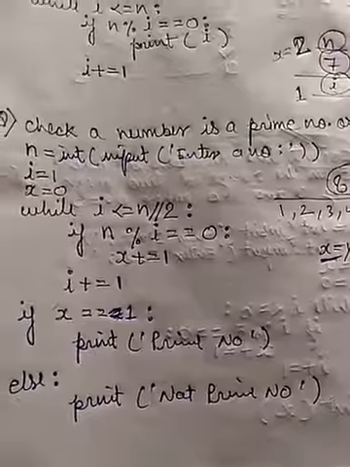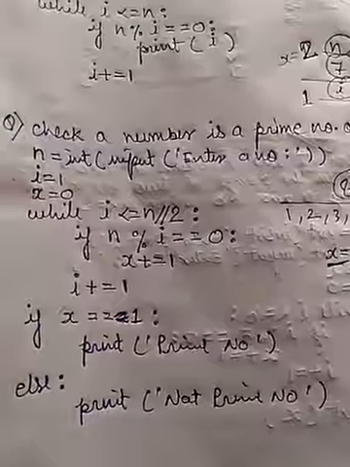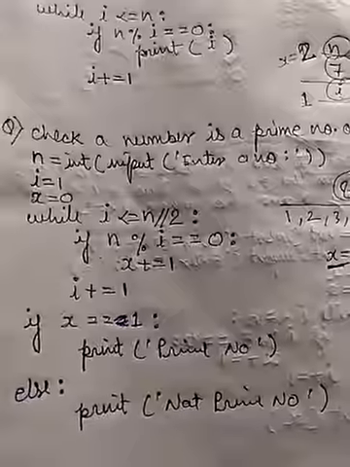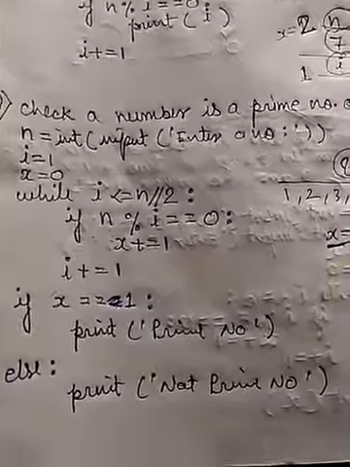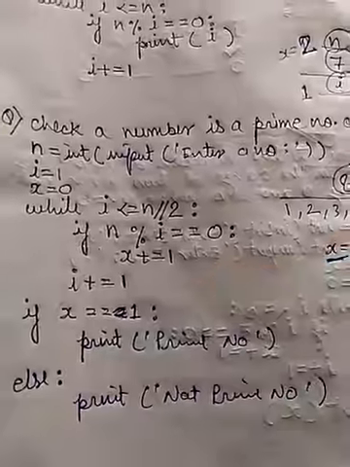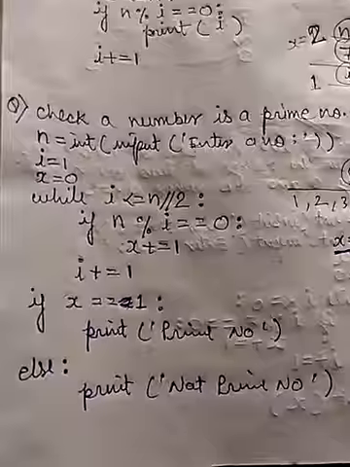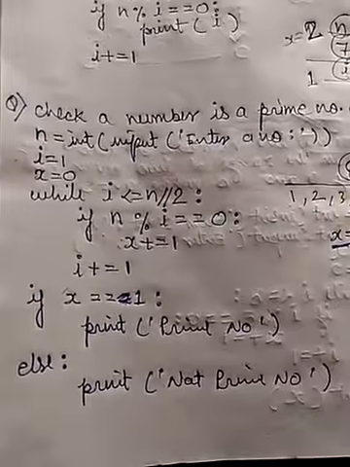So the prime numbers are those numbers which are divisible by 1, because any number can be divided only till its half value or less than its half value. So in this way, we have modified the answer up to perfection. This is the perfect answer for checking a prime number.